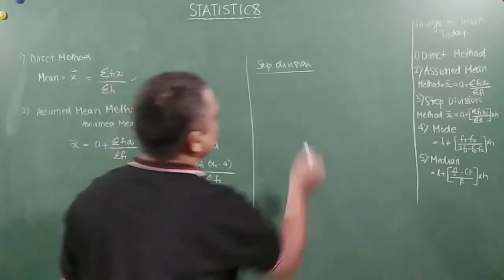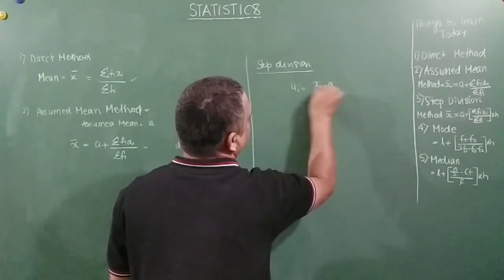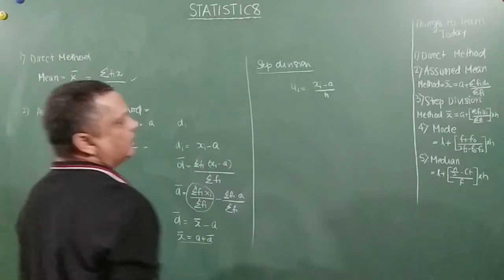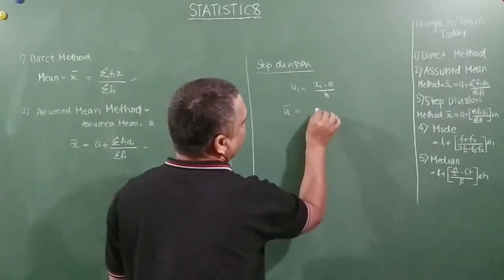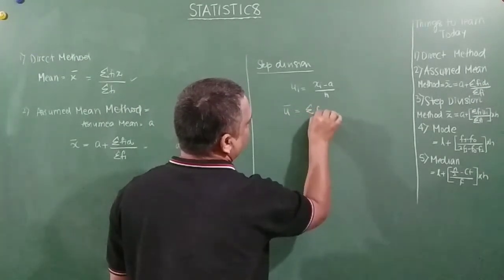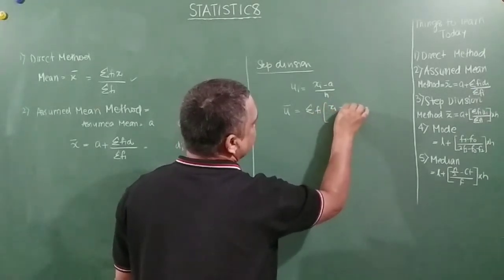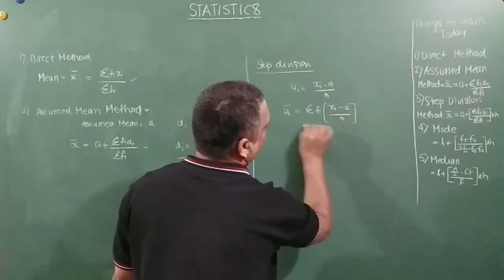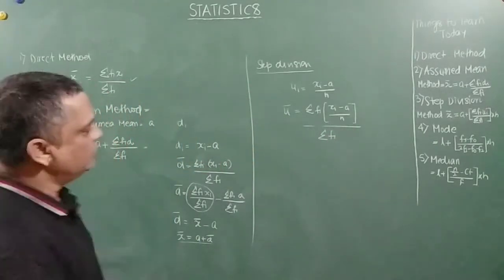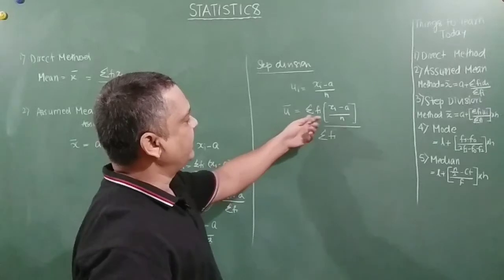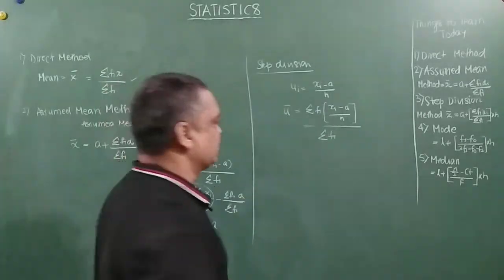Okay, so what is Ui? That is (Xi minus A) divided by H, right? Now if I want to find U bar, the mean of U, this will be equal to sigma of Fi into (Xi minus A divided by H) whole divided by sigma of Fi. You got it? Why is it so? Because when I am finding a mean, I multiply with the frequency to find the total, and then divide by sigma of frequency, right?